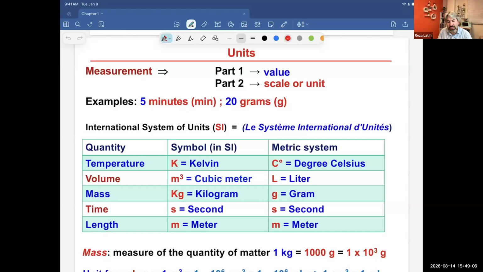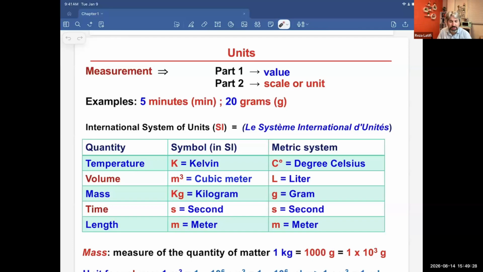We have three common systems. One of them is the metric system, which is so common outside of the US. For temperature, we go with degrees Celsius. Volume will be liter. Mass, we go with gram. And when it comes to time, second, and meter for length.